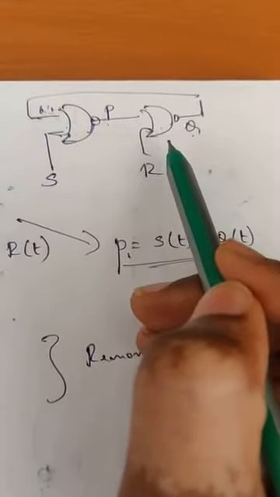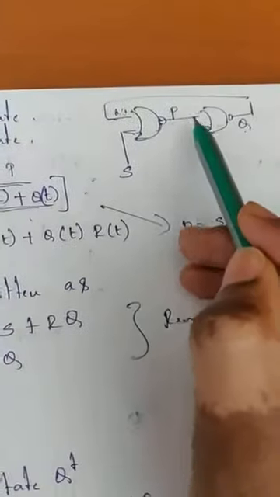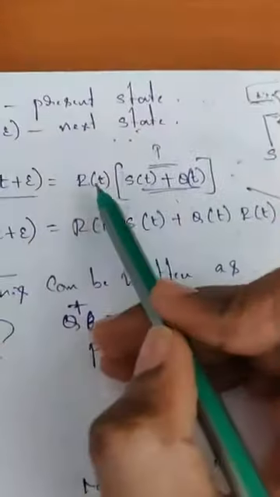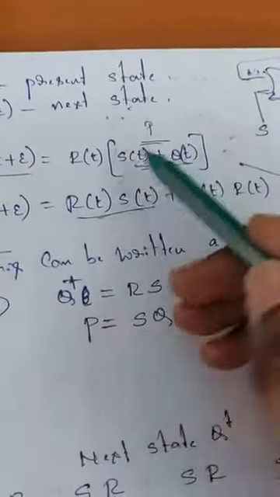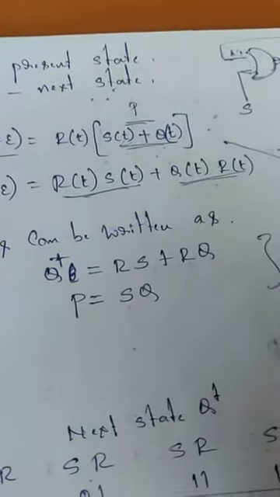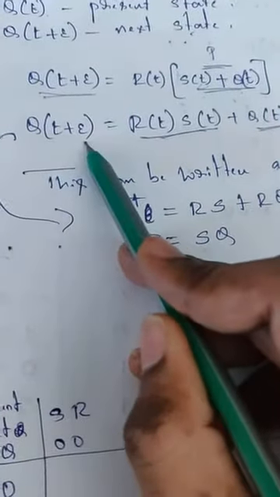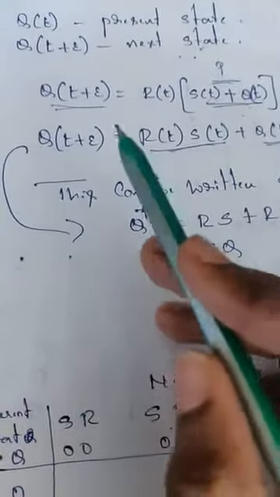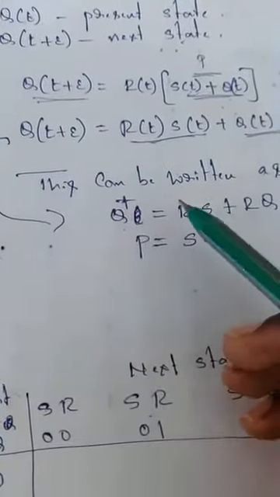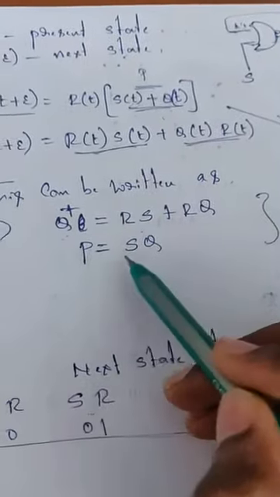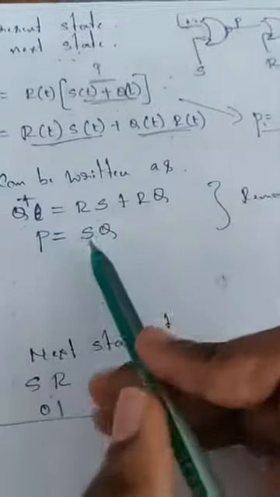For this NOR gate, one input is r. That is what I have written, r of t, and the other input is the output of the other NOR gate, p. P refers to this one. So I have just multiplied r of t into s of t plus r of t into q of t. This equation can also be written, rather than writing q of t plus propagation delay, as q plus. Q refers to the present state, q plus refers to the next state. Here I removed t, so it is written as rs, and rq. Removing t, that's it.